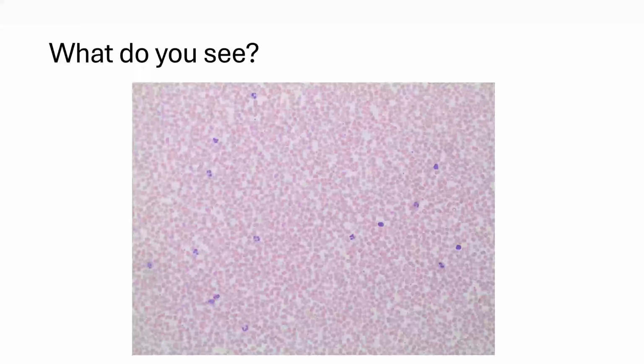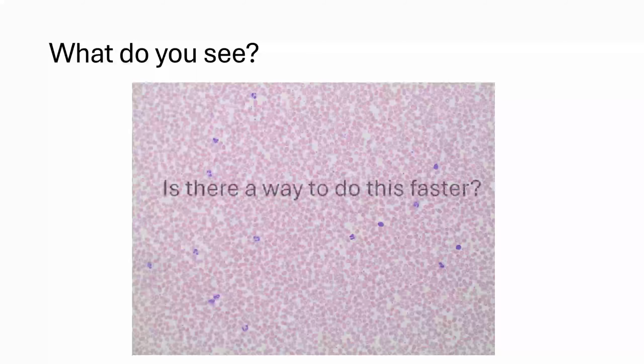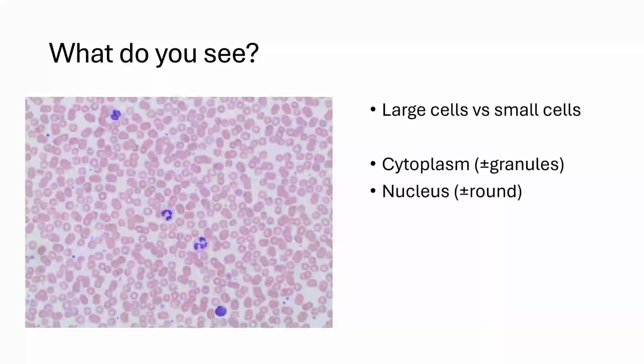What about with this picture? How many of each type of white blood cell are there? It's a little bit more challenging when there's more cells to consider. But this raises the question, is there a way to do this faster? As mentioned before, your eye automatically notices that there are larger white blood cells and smaller white blood cells. Your eye automatically notices that the cytoplasm looks different between the two cells. Your eye automatically notices that the nuclei are different between the two types of cells.